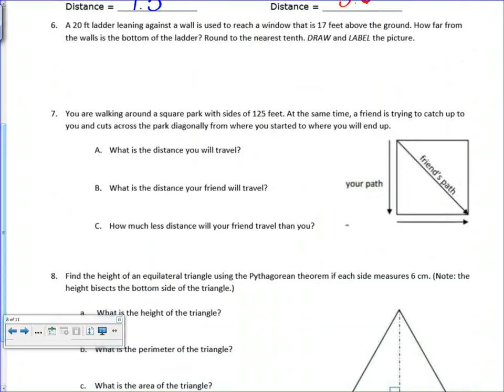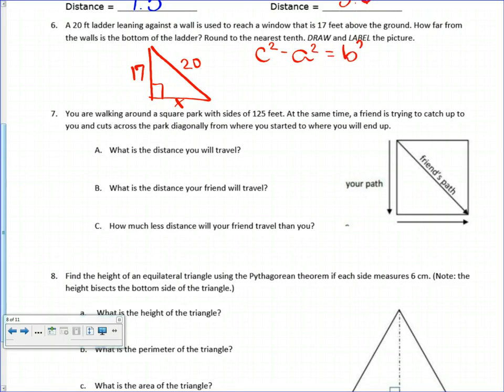Number 6. A 20-foot ladder is leaning against a wall, is used to reach a window that is 17 feet above the ground. So in problems like this, always draw a picture. We're looking for how far from the wall is the bottom of the ladder. So my ladder is 20 feet, and the window is 17 feet high. So I'm looking for this side down here. That's one of my legs, so I'm going to have to subtract. So c squared minus a squared equals b squared. 20 squared minus 17 squared equals b squared.